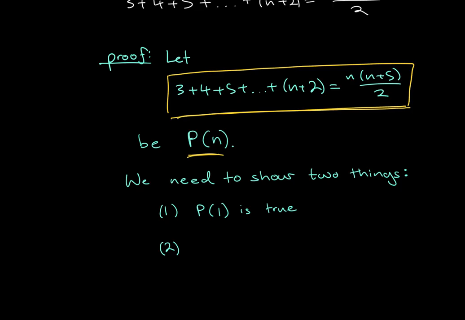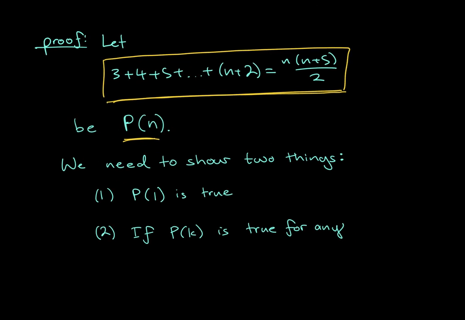The second thing we need to show is that if P of k is true for any k bigger than or equal to 1, and that's this one right here, then so is P of k plus 1. All right, so what we need to show is we can knock down a domino.